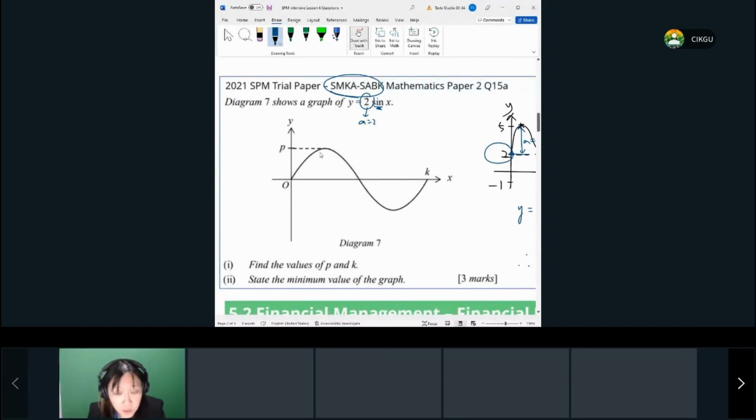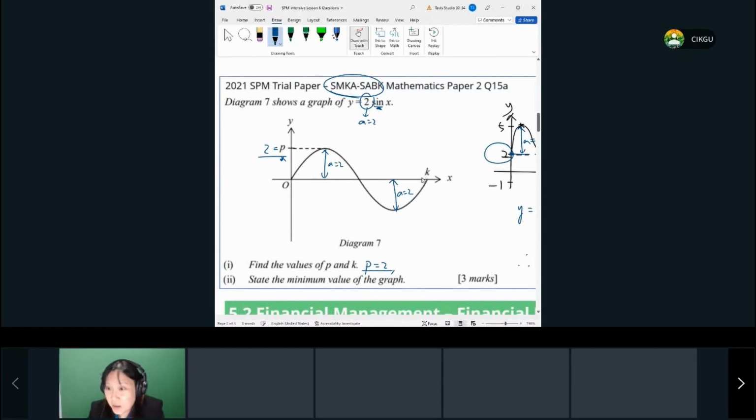When I do questions like this, since I know A is amplitude, I label it first. Just label here, then I won't forget. A is 2. Then, very quickly, since I know A is 2, straight away I can find the value of P already. It's a 3 mark question if you know what A, B, and C mean. From 0 plus the amplitude 2, P is 2. Done.